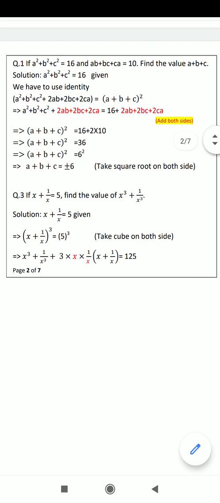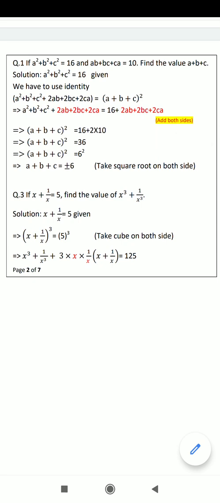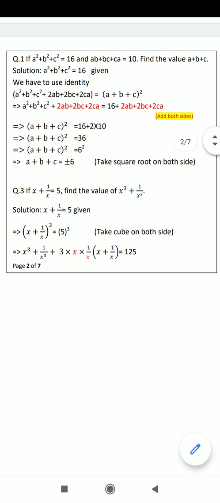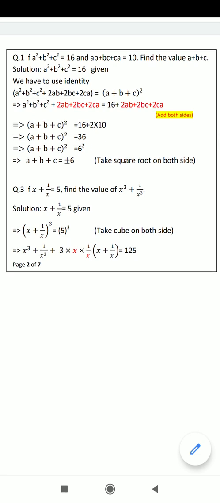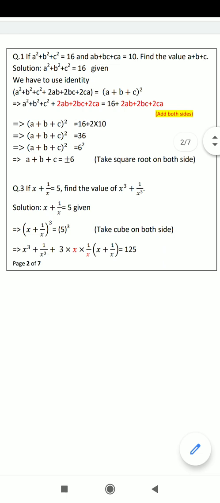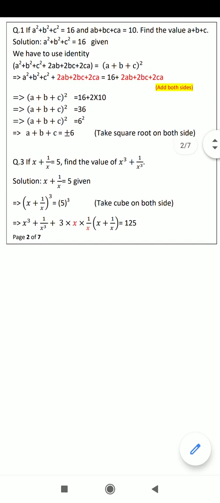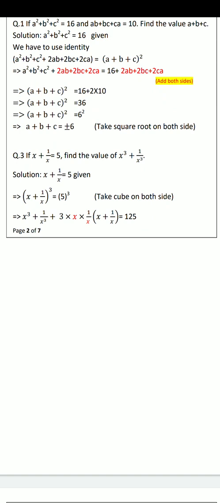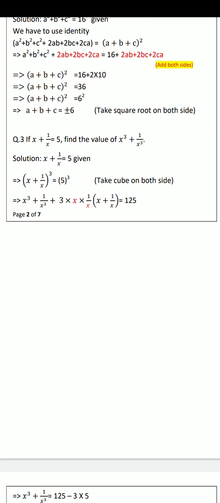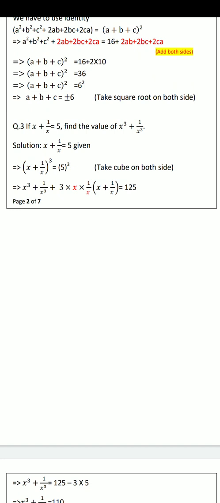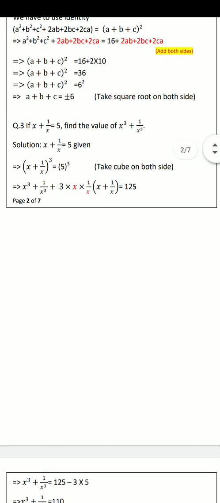So the left side becomes the identity (a plus b plus c) whole square equals 16 plus, take the 2 common just like we have taken in the first question. So it becomes 16 plus 2 multiplied by 10, because the value of ab plus bc plus ca is 10. Now (a plus b plus c) whole square equals 16 plus 20, equals 36. In the next step we can also write 36 as 6 square. So (a plus b plus c) whole square equals 6 square.